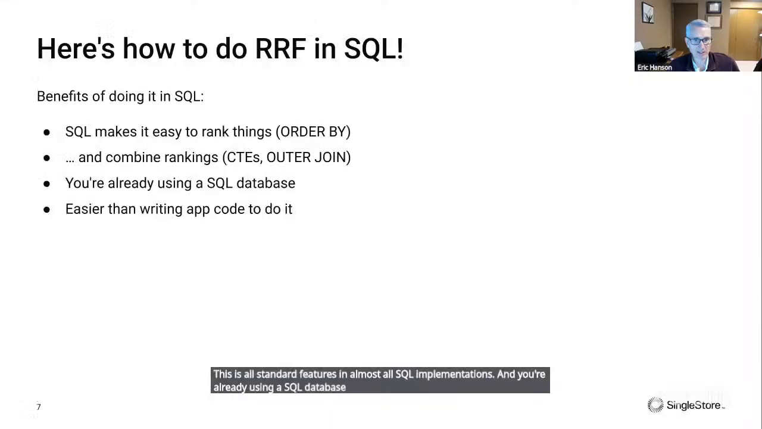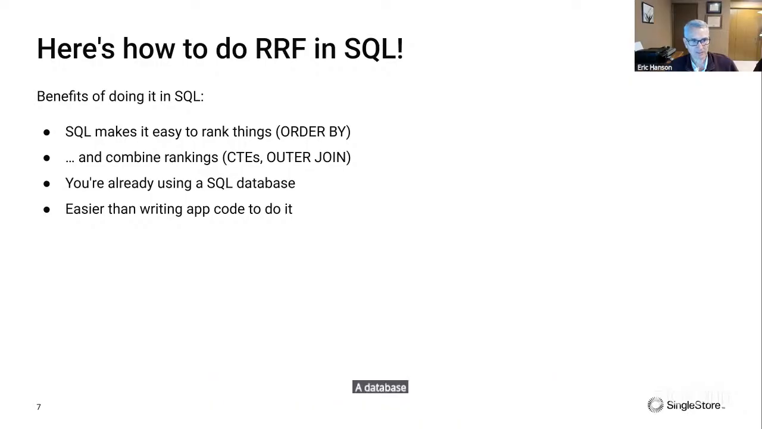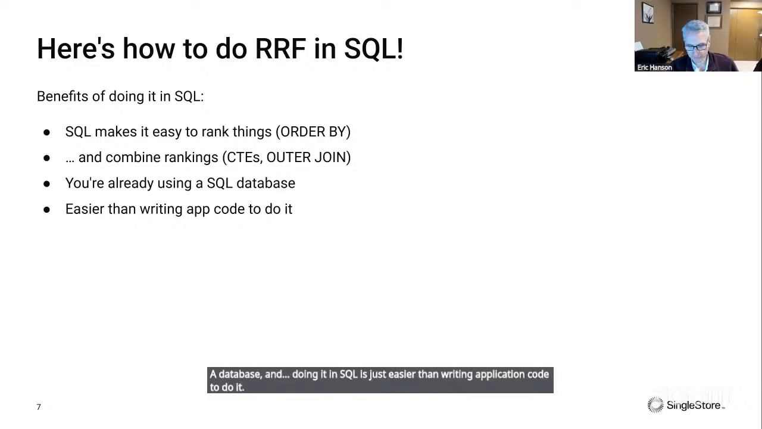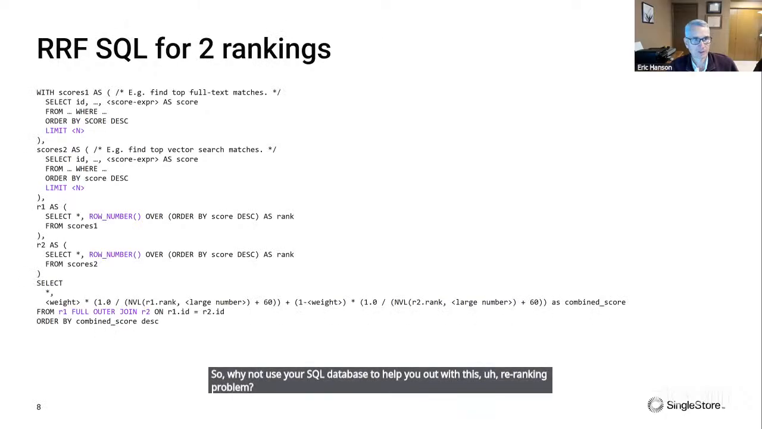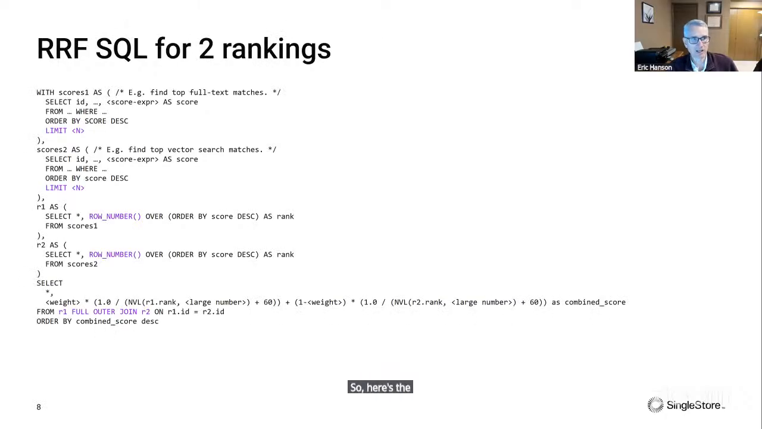Database anyway, right? Most of the world's application software is resting on top of a SQL database, and doing it in SQL is just easier than writing application code to do it. So why not use your SQL database to help you out with this re-ranking problem? Here's the general outline of the SQL to do reciprocal rank fusion for 2 rankings.